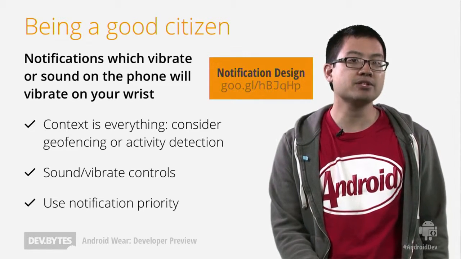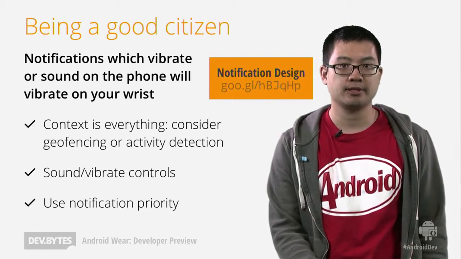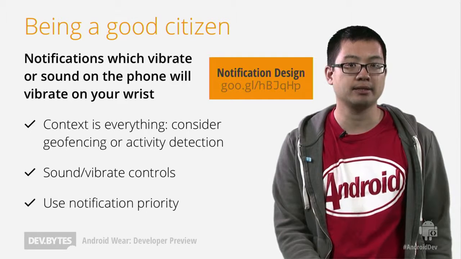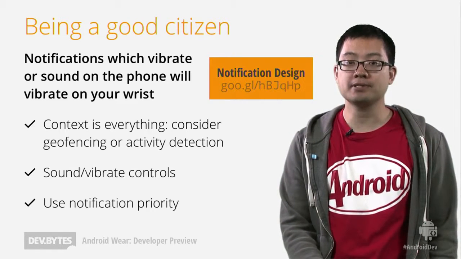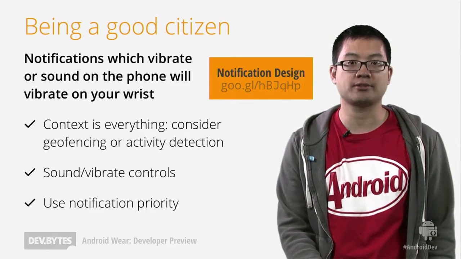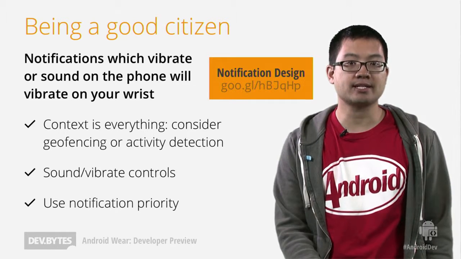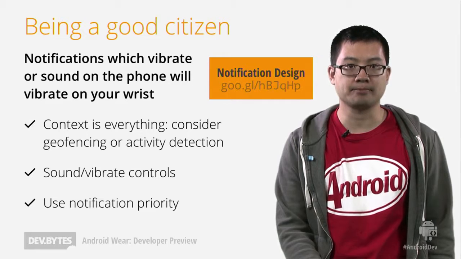Finally, you should take advantage of the notification priority field. There are several buckets: max, high, default, low, and min. Setting the proper priority helps the system show the most relevant information at the right time. For more on what makes a good notification, see the design guidelines on developer.android.com.